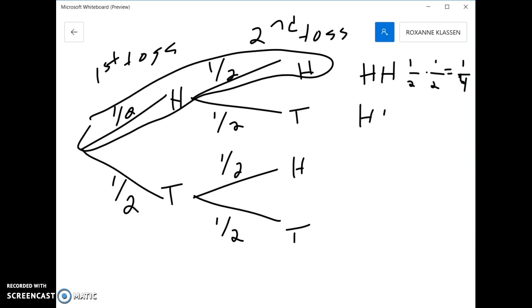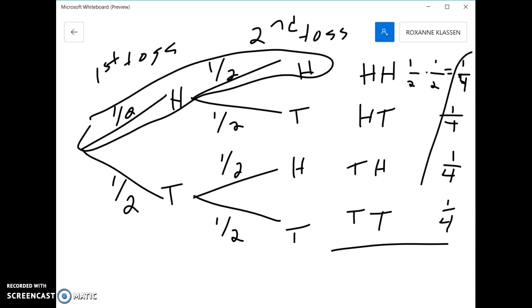The next outcome is heads, tails, still with a probability of 1/4. Tails, heads, still with a probability of 1/4. And tails, tails with a probability of 1/4. Since these are all our outcomes, if we add up these separate outcomes, we better get a total of 1 because that's all our probabilities.